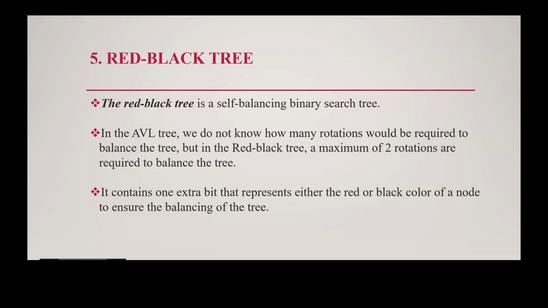So here it contains one extra bit that represents either the red or black color of a node to ensure the balancing factor of a tree. For that we require one extra bit that represents whether the color is red or black. That's why the tree structure is named a red and black tree.